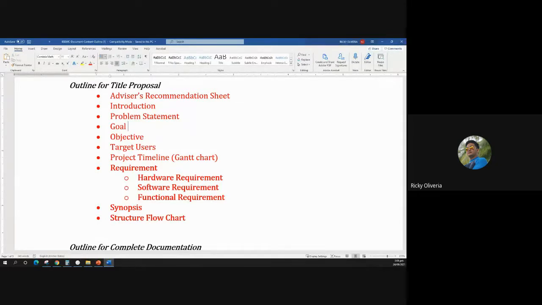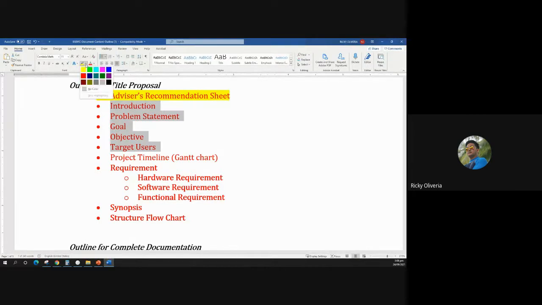So, etong mga to, hindi muna natin to kailangan. So, those highlighted is hindi natin kailangan muna. Okay? Then the rest are kailangan, no? So, introduction, problem statement, goal, objective, target user. Itong mga to is kailangan kong makita na.